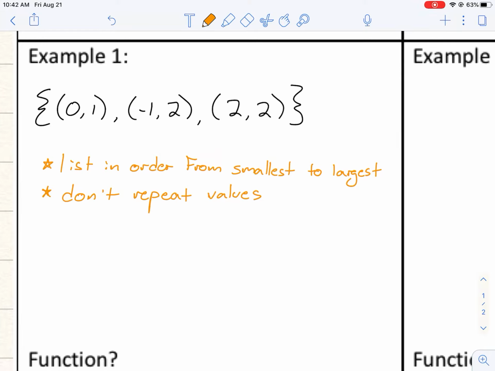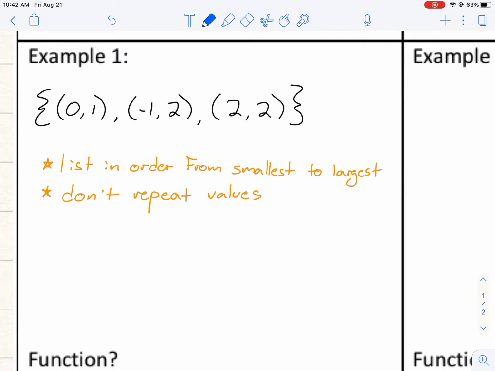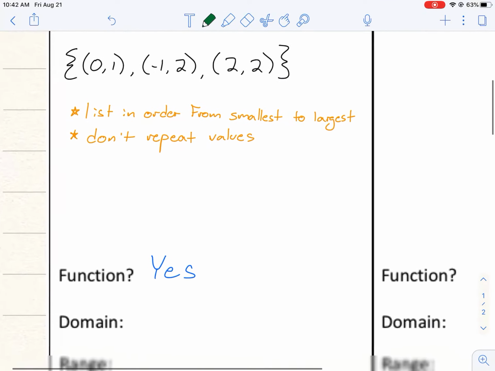So using this example, first let's determine if it's a function or not. When you're looking at coordinate points, determining if it's a function, you just have to look at your x's. So I've got 0, -1, and 2 there. Because none of those are the same, yes, it's going to be a function. So that's the first question we want to ask. Even if it's not a function, we can still determine domain and range.